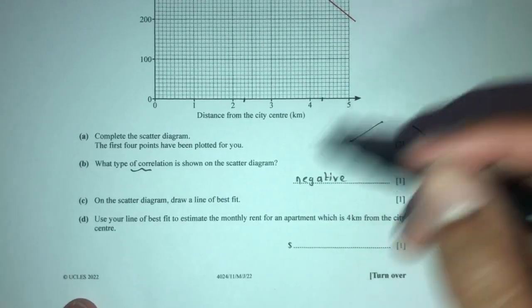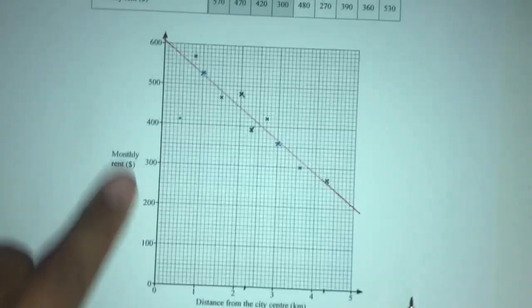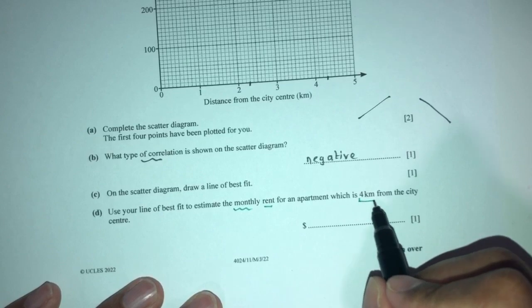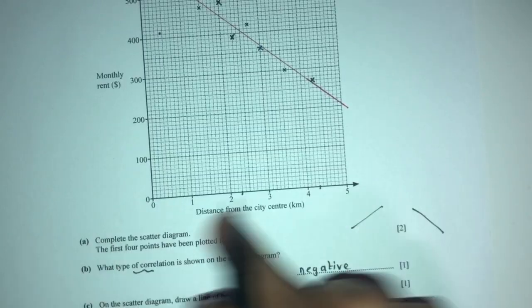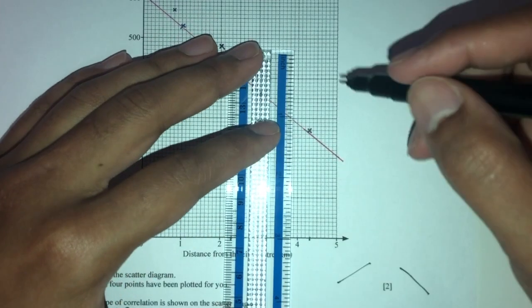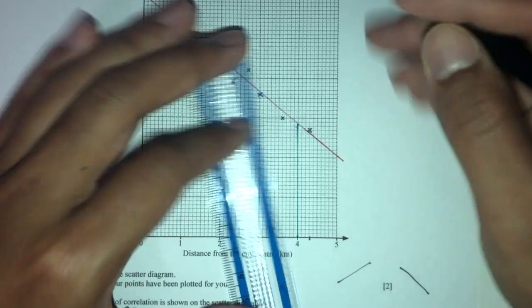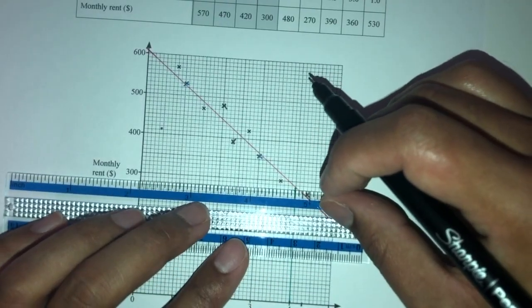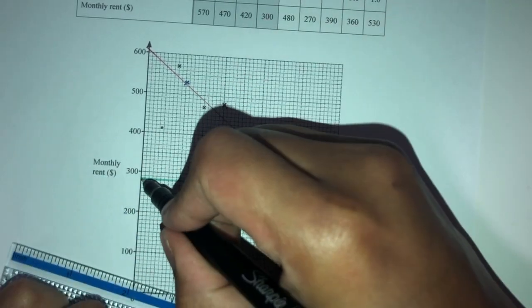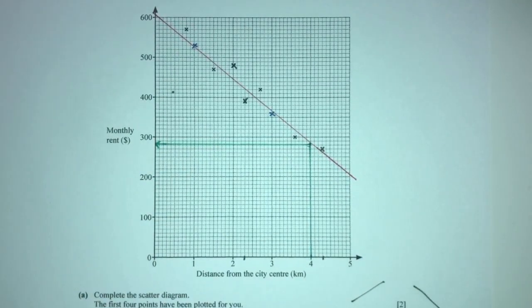Now for part D, use your line to estimate the monthly rent. So we're trying to find the monthly rent, which is on the y-axis, right? For an apartment which is 4 km from the city center. So 4 km will be right here. Again, for this question, you have to show your work. So 4 km from here, go up. Then find the corresponding value on this side. Okay, so you have to show this on your marks, obviously. So now yes, read this off.